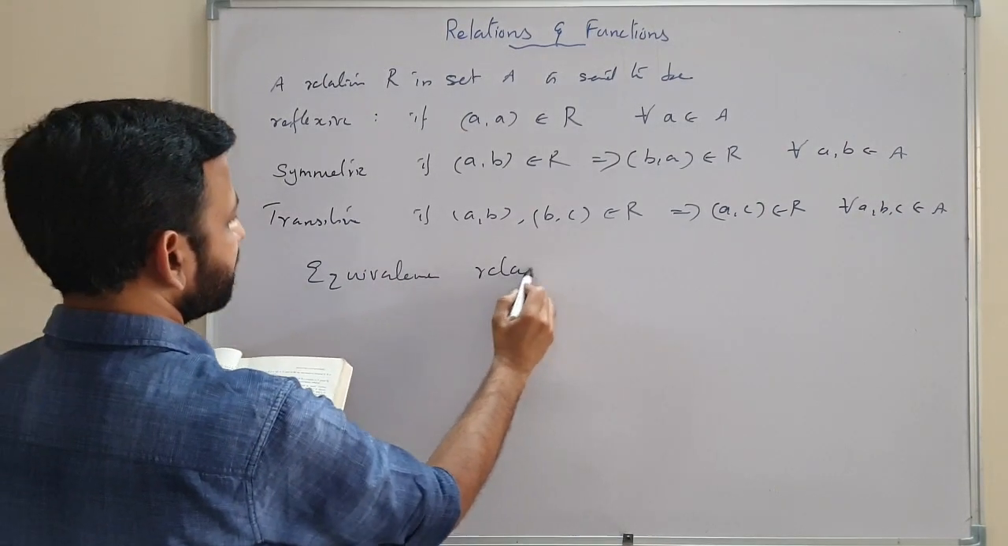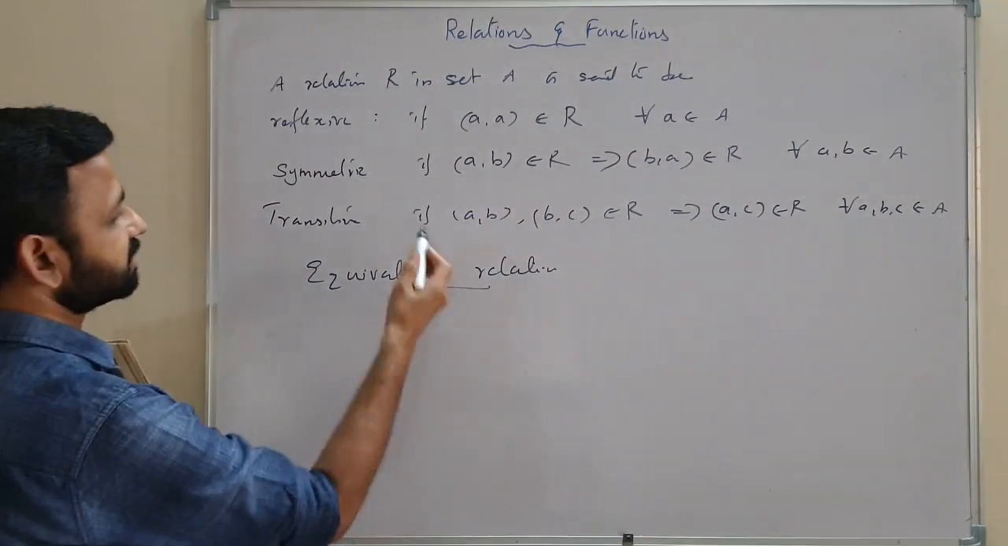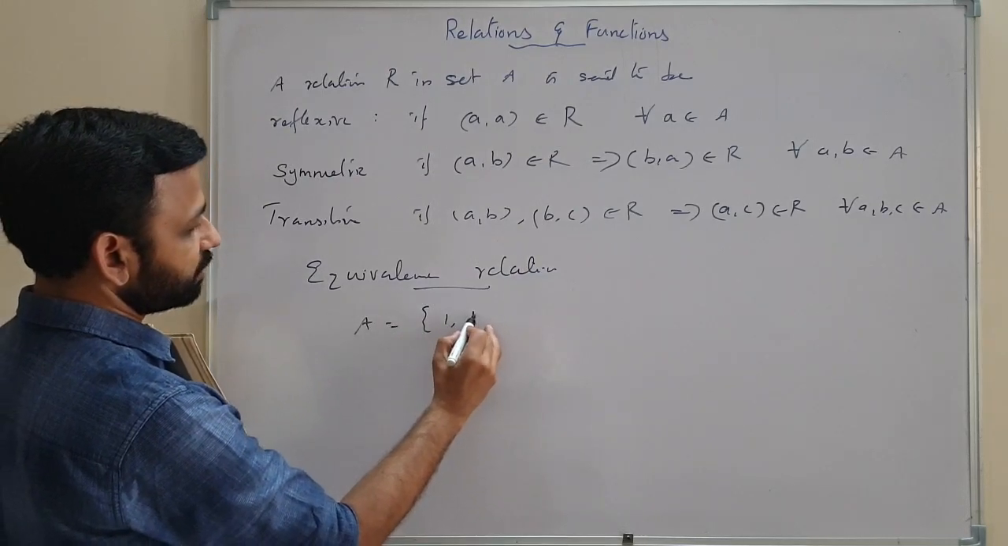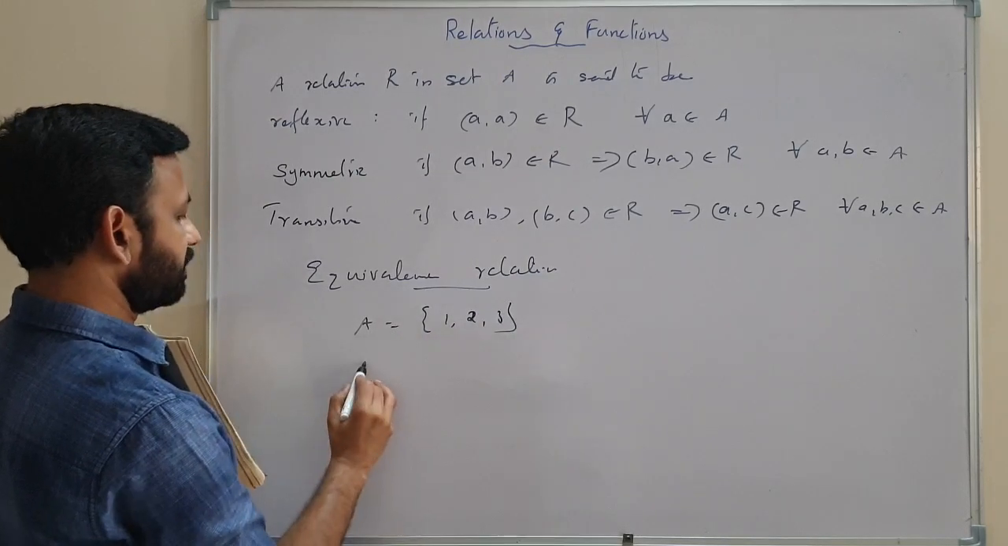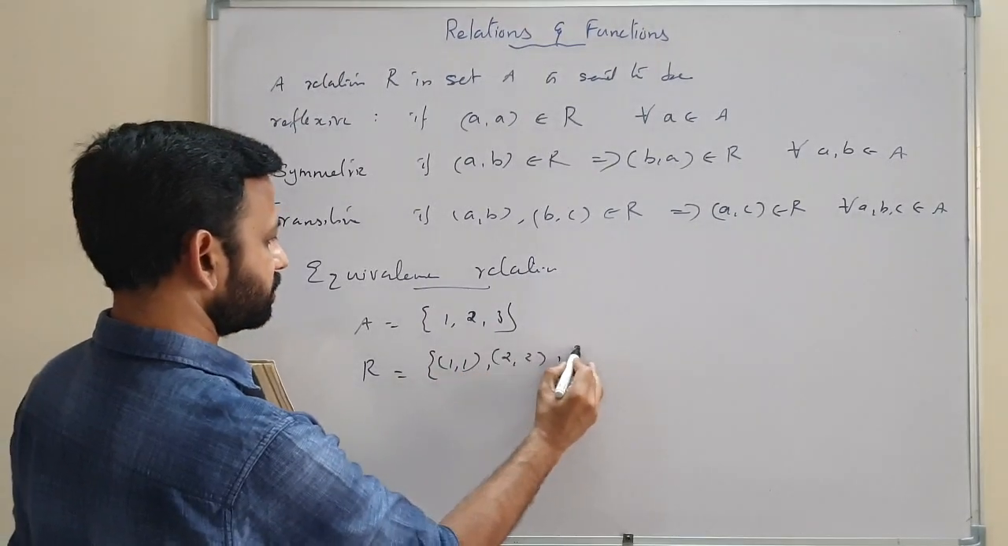Equivalence relation. A relation which is reflexive, symmetric and transitive is called an equivalence relation. Example: set A = {1, 2, 3}. Then the relation R = {(1,1), (2,2), (3,3)}.